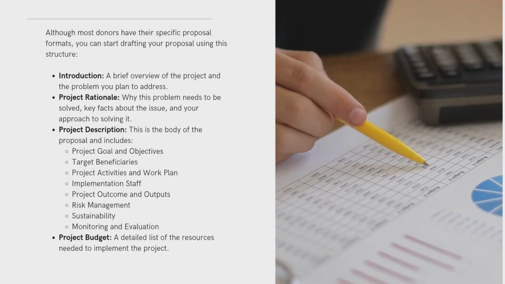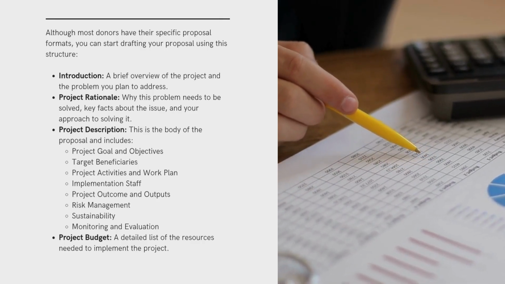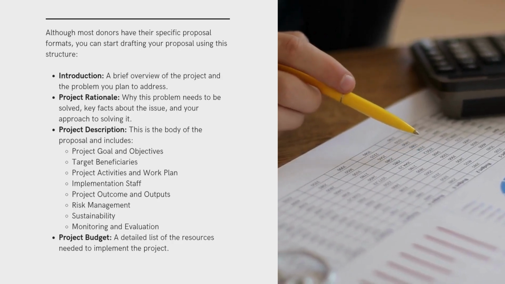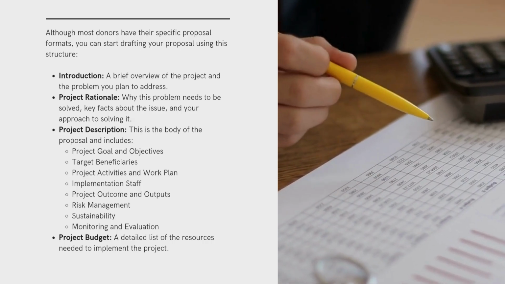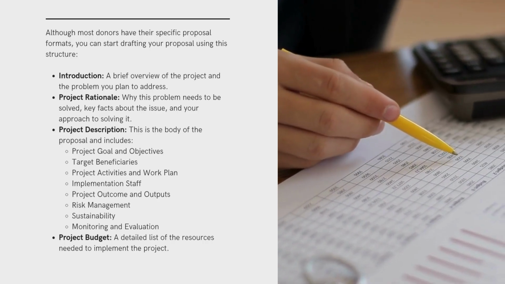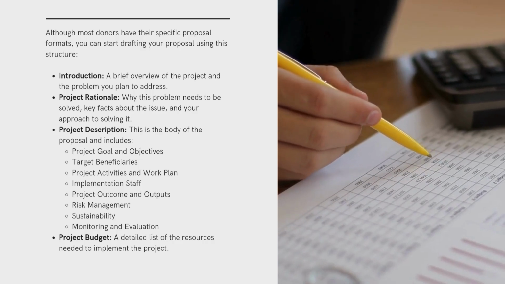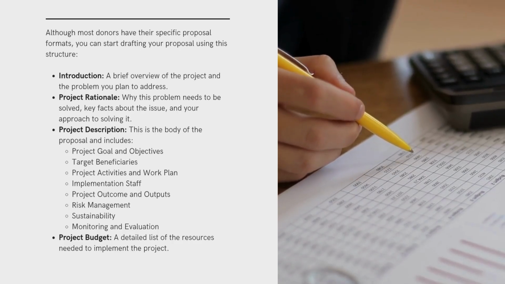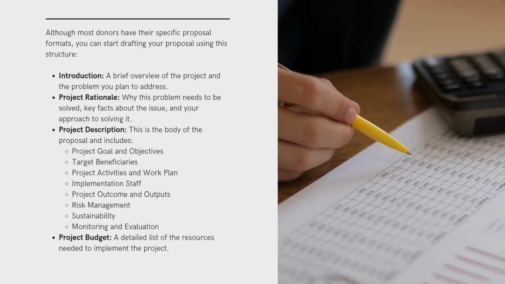Although most donors have their specific proposal formats, you can start drafting your proposal using this structure. Introduction. A brief overview of the project and the problem you plan to address. Project rationale. Why this problem needs to be solved, key facts about the issue, and your approach to solving it. Project description. This is the body of the proposal and includes project goal and objectives, target beneficiaries, project activities and work plan, implementation staff, project outcome and outputs, risk management, sustainability, monitoring and evaluation, project budget. A detailed list of the resources needed to implement the project.